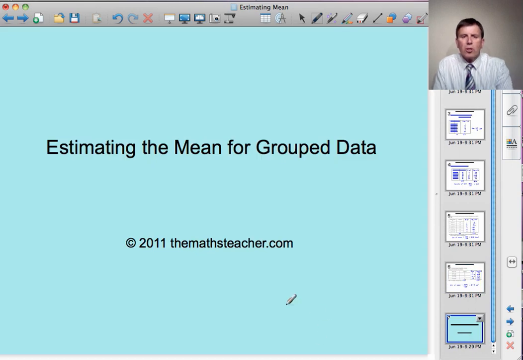Right, that concludes this short lesson on estimating the mean for group data. You'll now find an exercise with every type of question we've been covering.